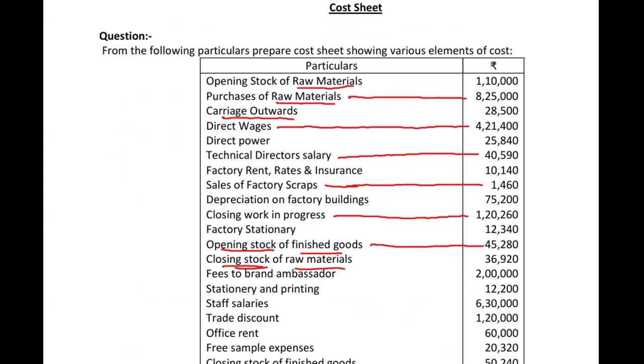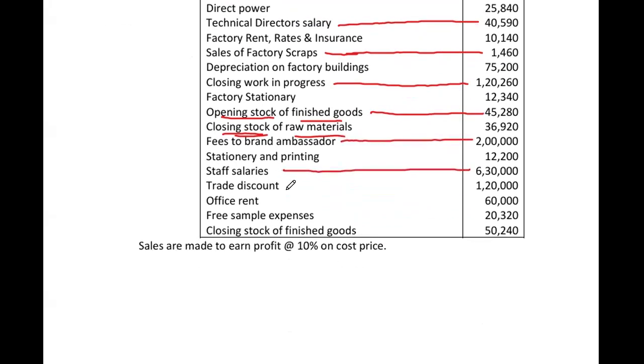Fees for the brand ambassador is given, that is 2 lakhs. Next one, stationery printing is given, amount 12,200. Next one, staff salaries is given, that is 6,30,000. Trade discount is given, 1,20,000. And office rent is given, 60,000. And closing stock of finished goods is also given here.